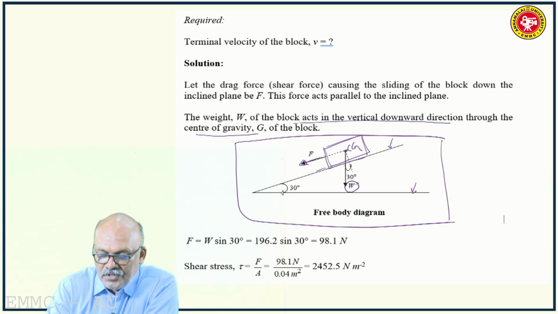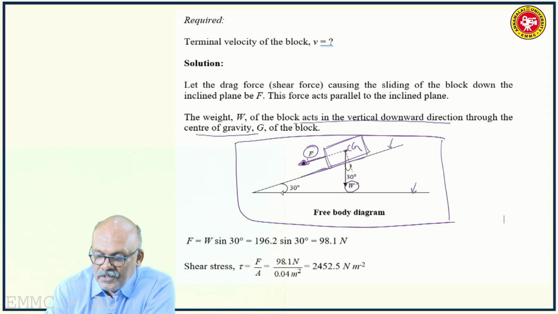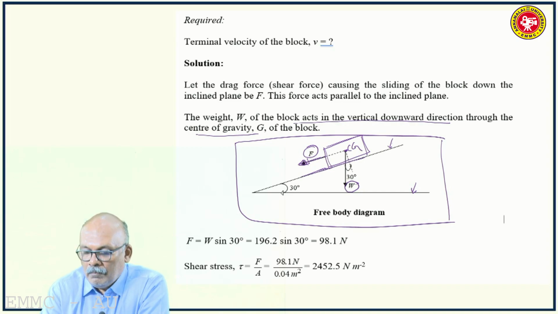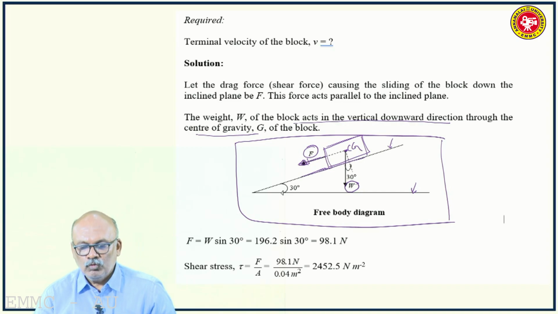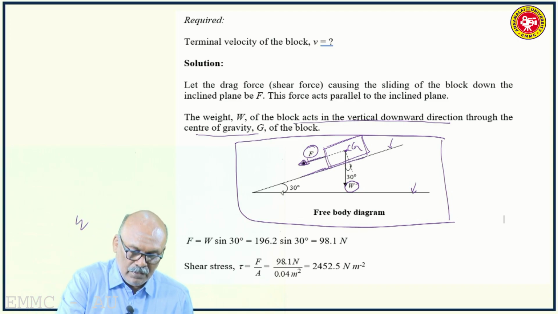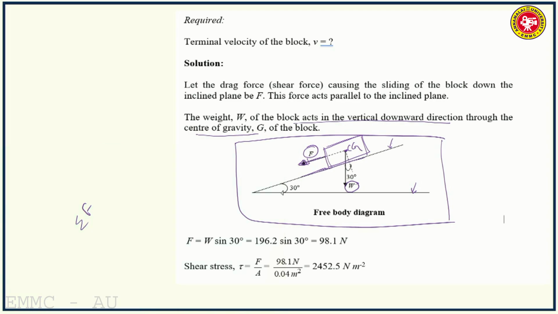Then you have the shear force or the drag force, which is responsible for the sliding of the block down the inclined plane. Now this force is acting parallel to the inclined surface. So these two are the forces which you have to consider for the equilibrium of the block. When the block is just about to move, say when it is in equilibrium, you have sigma F, that is the algebraic sum of forces in the system, should be equal to 0.